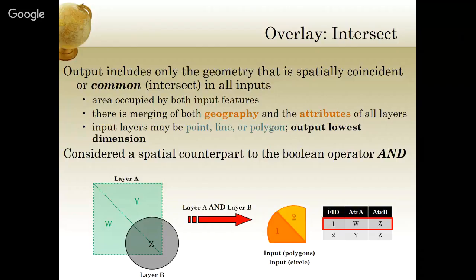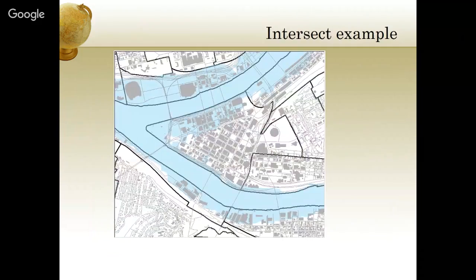Does that make sense? So here we're combining multiple data sets together, both their geometry and attributes, but only where they're coincident.